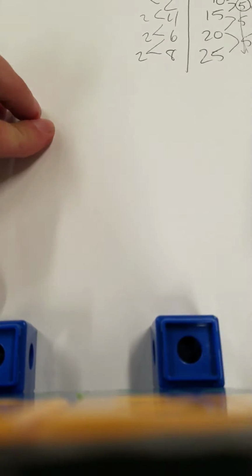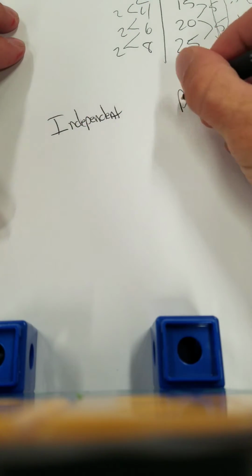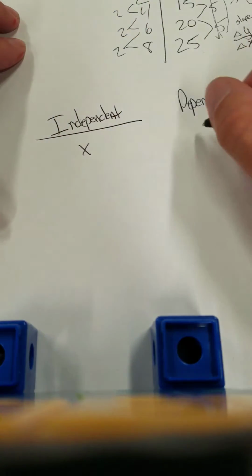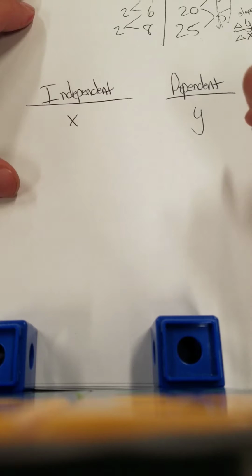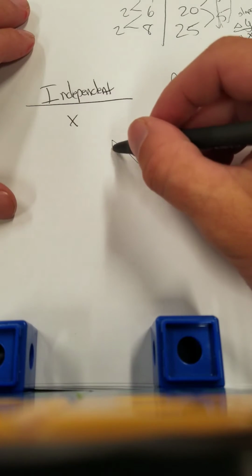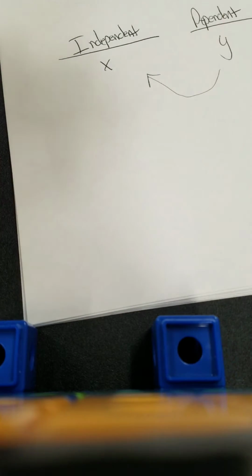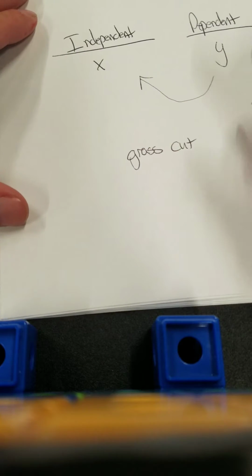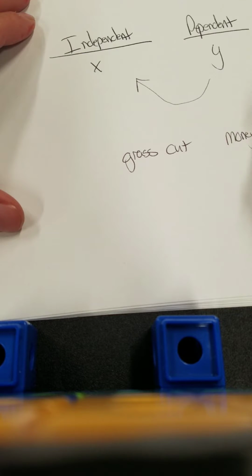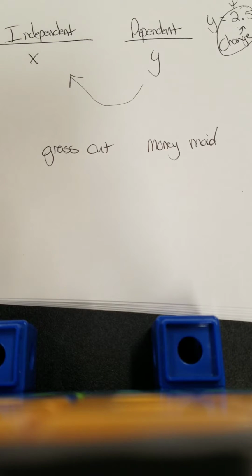The next piece that we need to look at is the difference between independent and dependent. Independent, these are x values. Therefore, dependent are y values. Okay? And as the name implies, dependent depends upon the independent variable. So, for example, if we're getting paid for cutting grass, grass cut and money made. Now, when you start looking at this, they're going to ask you all kinds of questions. Which one's independent and which one's dependent?